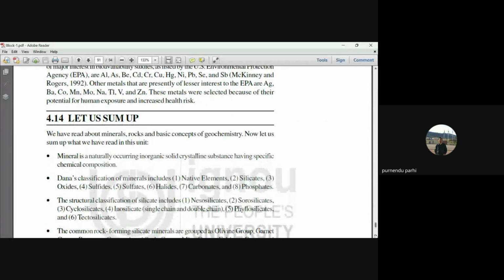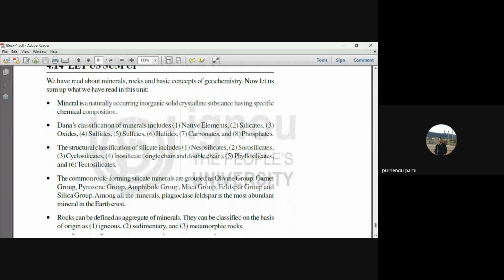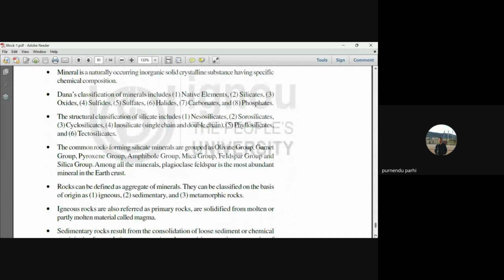A mineral is a naturally occurring inorganic solid crystalline substance having a specific chemical composition. Dana's classification of minerals includes native elements, silicates, oxides, sulfides, sulfates, halides, carbonates, and phosphates. The structural classification of silicates includes neosilicates, sorosilicates, cyclosilicates, inosilicates, phyllosilicates, and tectosilicates.